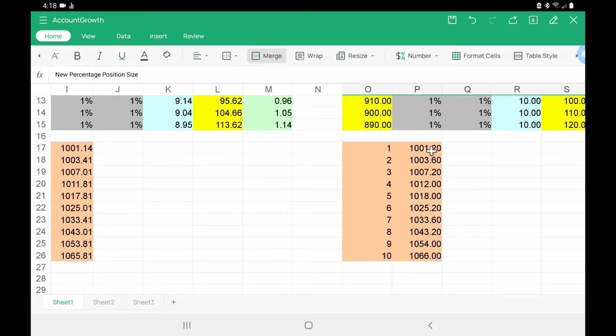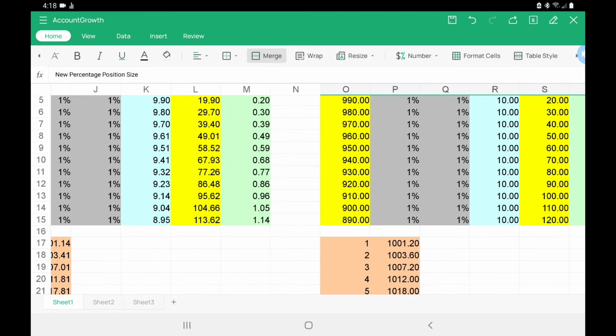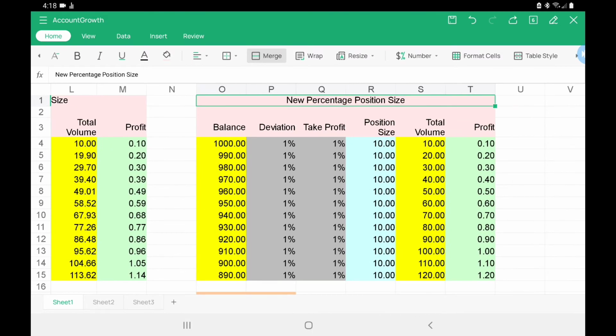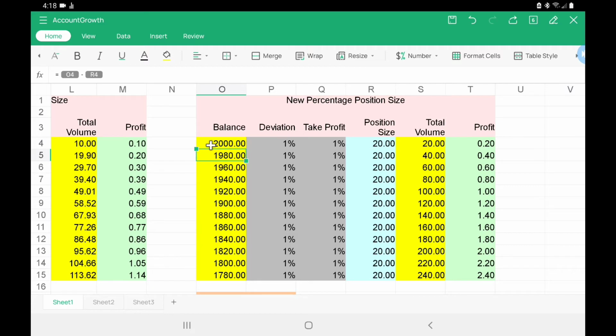Again, it doesn't look like much when you compare side by side, but as you go over time, it does increase. Let's increase this to a $2,000 budget. Notice the position size dynamically changed and is fixed for all positions within a single trade cycle. Let's keep going.